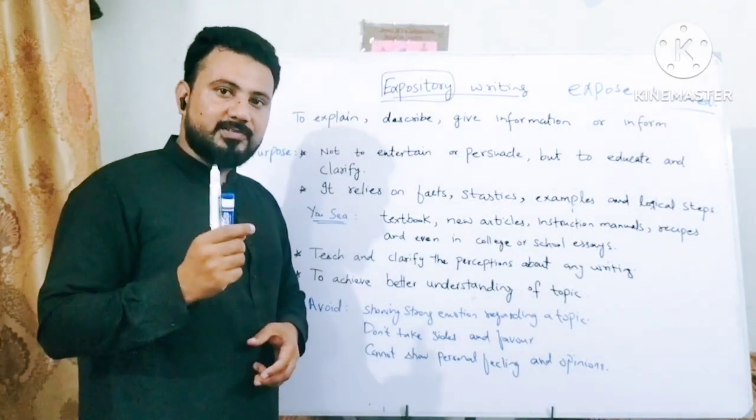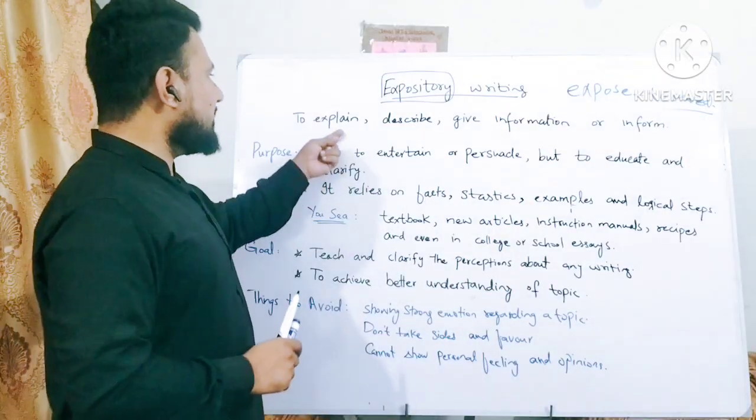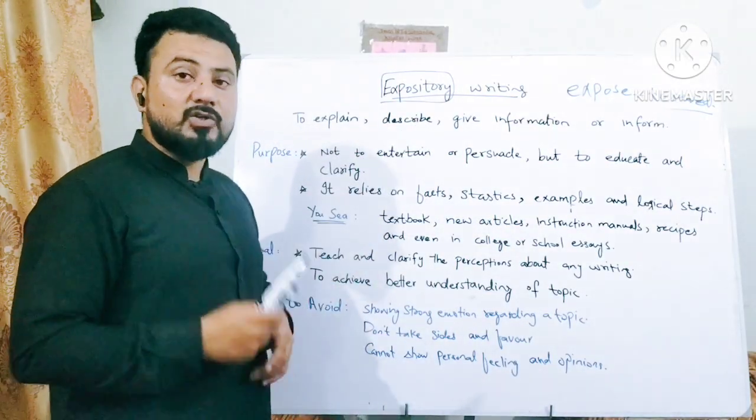There are 4 things that describe its definition. You have to learn. I repeat it again. To explain, describe, give information and to inform something. To inform what?